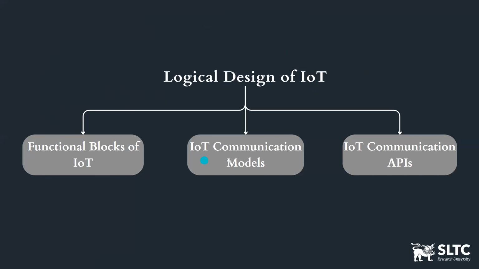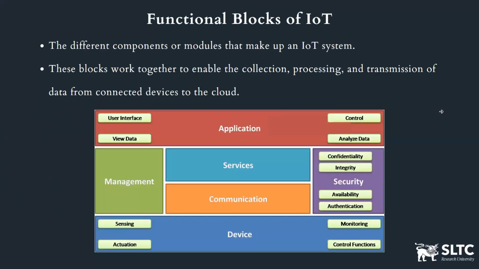So we have these three sections. Currently, we have discussed the functional blocks of IoT. Next, we will be talking about communication models. What are the main, or very common, communication models used for IoT? That is what we are going to discuss.